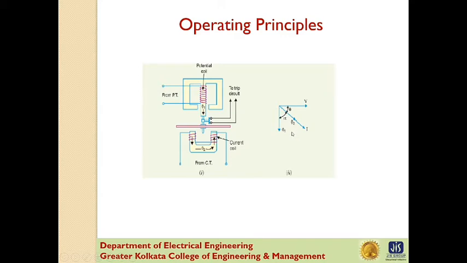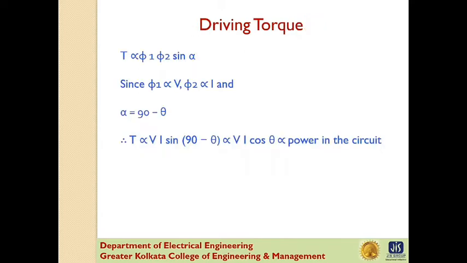Now this interaction of flux phi 1 and phi 2 with the eddy current induced in the disc produces a driving torque. The value of the driving torque is given by phi 1 phi 2 sin alpha. Since phi 1 is proportional to voltage, phi 2 is proportional to current, and alpha is 90 degrees minus theta, the torque T is proportional to VI sin(90 degrees minus theta). This is equal to VI cos theta, which is the power in the circuit.